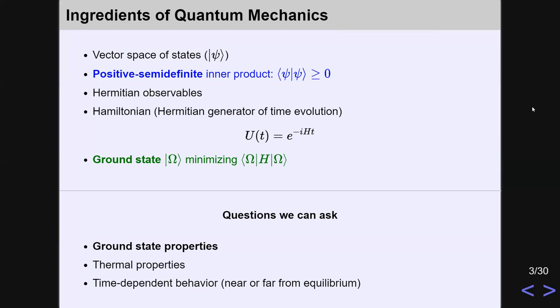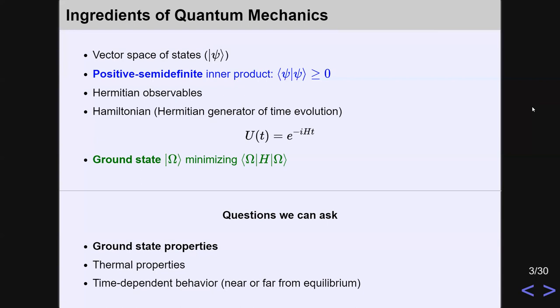I have a collection of Hermitian observables. What that collection is depends on the physical system in question. I have a Hamiltonian, which is a particular Hermitian observable. What that Hamiltonian is depends on the physical system in question. And lastly, there are a couple of objects that I might be interested in to do calculations on. So I might, say, want to study real-time evolution. That's the unitary operator generated by the Hamiltonian. Or I might just want to study the ground state, right? And this is the unique eigenstate, well, hopefully unique eigenstate of the Hamiltonian that has the lowest eigenvalue.